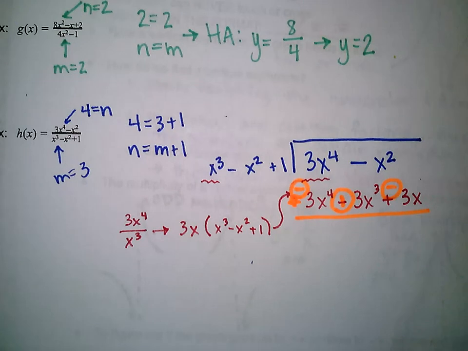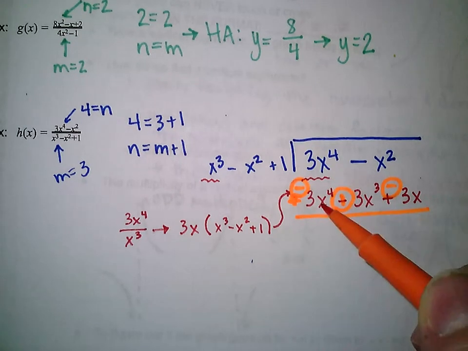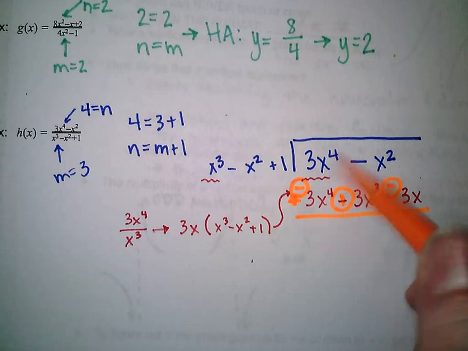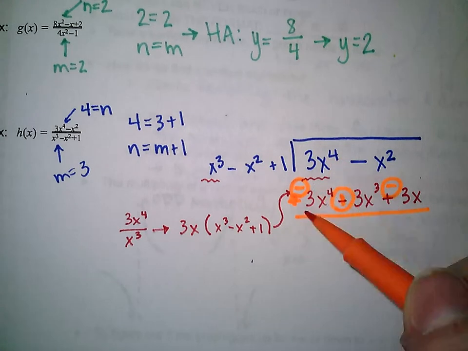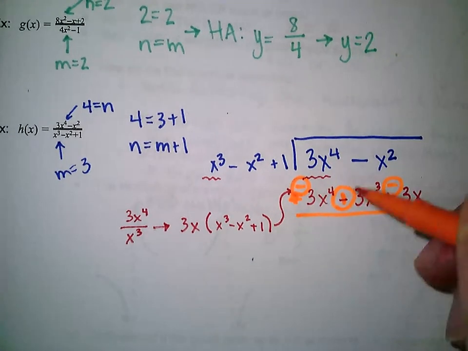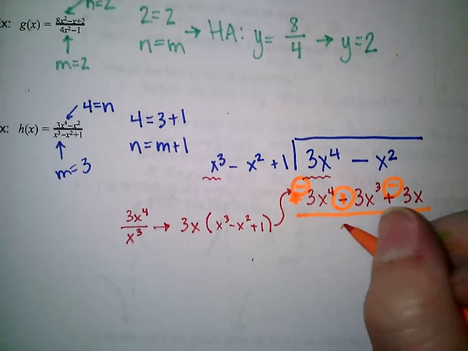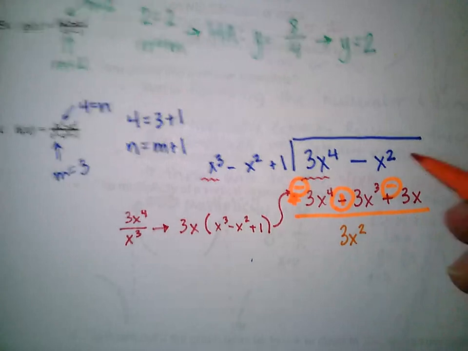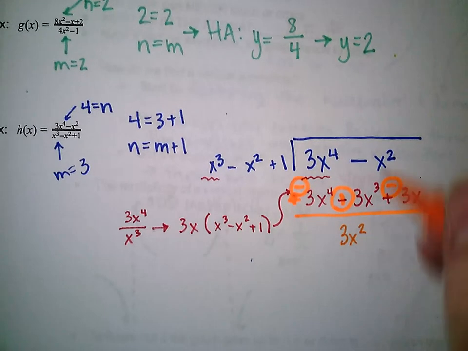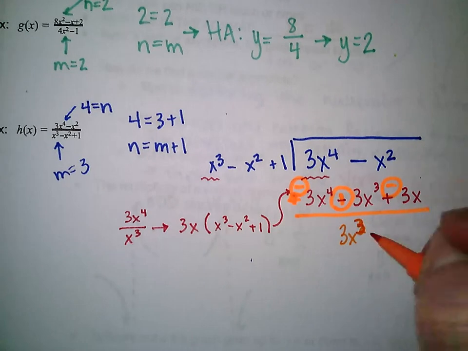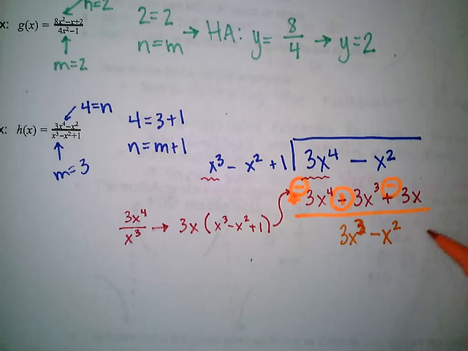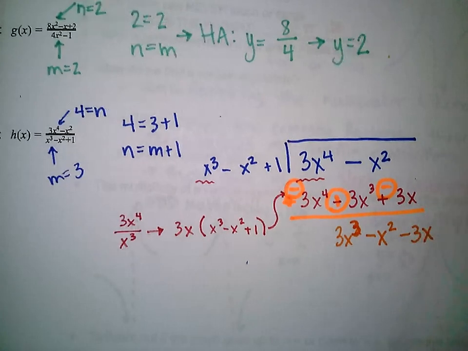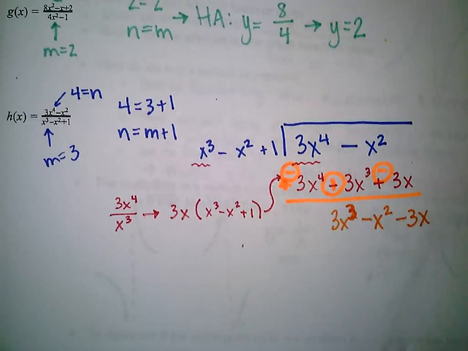So then I'm going to do 3x to the fourth minus 3x to the fourth. Those drop off. They cancel to 0, which is what I was after. There's no like term to add the 3x squared to, so it just is by itself, 3x squared. And then negative x squared, there's nothing. Oh, that was 3x cubed. There's nothing to add the negative x squared to, so it just drops down. And then the negative 3x also comes down.